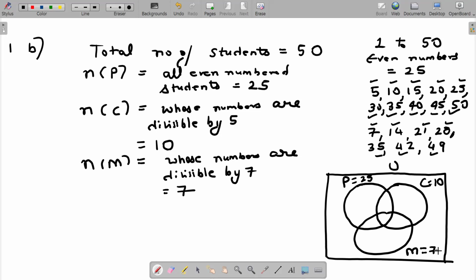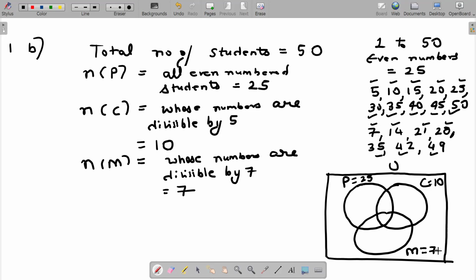How many are going to opt for all three? Let's find out how many will opt for all three. That means it should be an even number also. It should be divisible by 5 also and 7 also. Now let us see how many of these numbers are divisible by both 5 and 7, because without the Venn diagram, we cannot solve this particular question. We have to draw the Venn diagram in order to solve this particular problem.